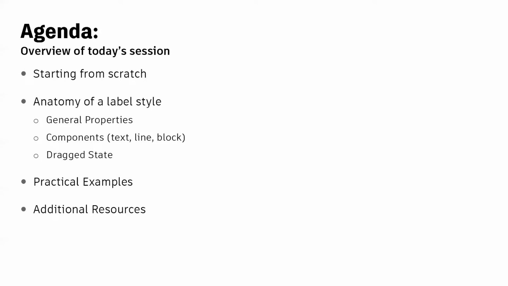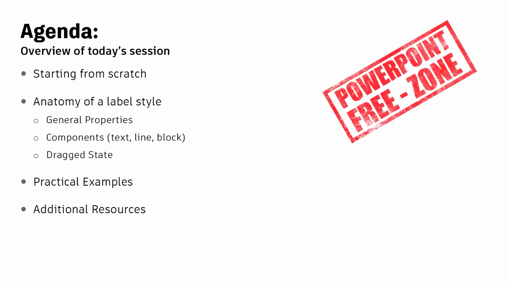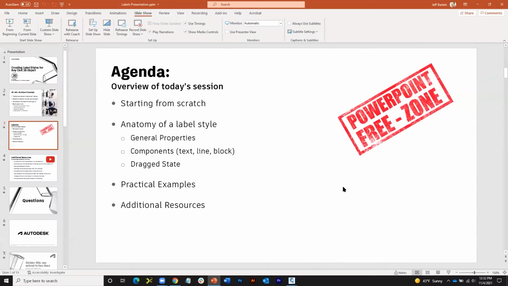The nice thing about label styles in Civil 3D is that the same dialog box is used to create the label styles that apply to every Civil 3D object. So it's one of the few places in life where you can say, if you've seen one, you've seen them all. If we have enough time, we'll look at some practical examples, and I've got a ton of additional resources that I'm going to share at the end of the session. As always, this is going to be a PowerPoint-free zone. We're going to be working live in the application for the duration of our time together today.